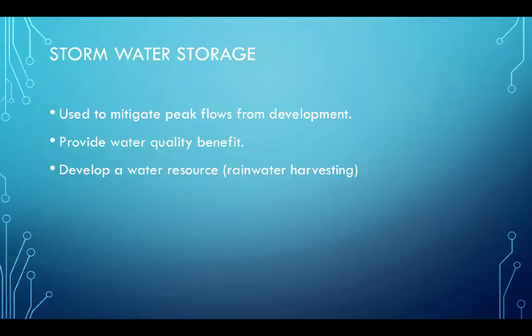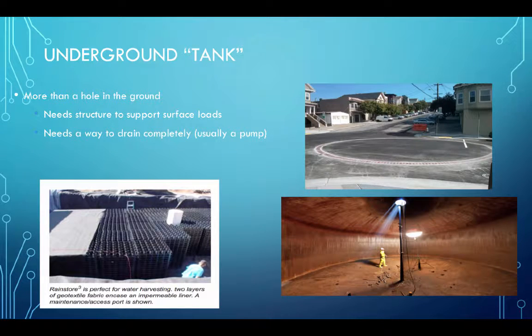It's used to mitigate peak flows. It provides some water quality benefit and can be used to develop a water resource. In stormwater, we aren't always constrained. We're not about to pump water in the air, but we tend to store it underground as an option. So these underground storage tanks are more than just a hole in the ground. There needs to be structure to support surface loads, and there needs to be a way to completely drain it.